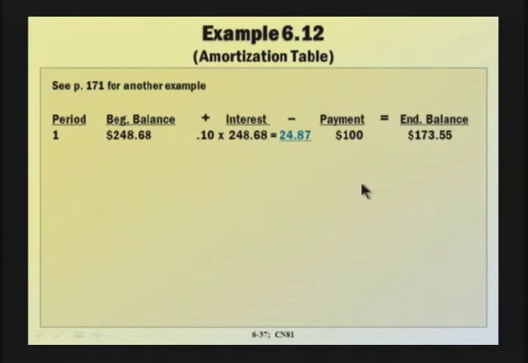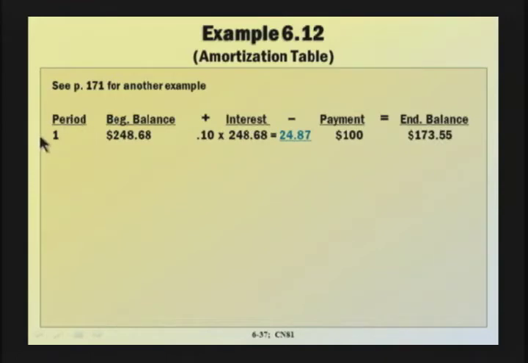The $100 payment is constant. That's typical for a fully amortized home mortgage. So we'll set up the payment amount to be a constant $100. We're borrowing $248.68 up front. To amortize this loan, I need to calculate the interest that will be charged, add that to the amount I borrowed, and then take the payment off, and that will give me the balance after the first payment is made. So the first line of this amortization table starts with my $248.68 beginning balance. I'm charged 10% on that beginning balance, or $24.87. Then I take off my $100 payment, and that will bring my loan balance down to $173.55.